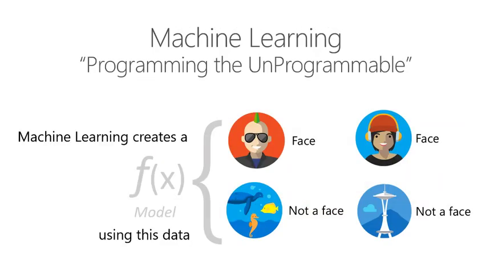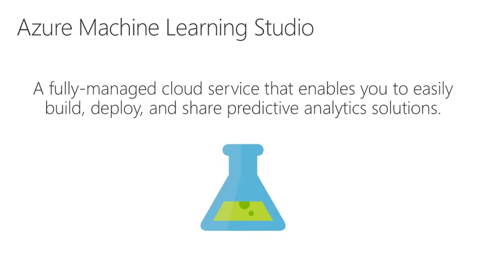Machine learning is the process where a machine learns to create. For example, we use the data like a face, not a face, and create an algorithm or a function or a model using all this data to teach a machine to distinguish between those properties. Today we're going to see Azure Machine Learning Studio. Azure Machine Learning Studio is a fully managed cloud service that helps you easily build and deploy and share those models, and also create predictive analytics solutions on them.